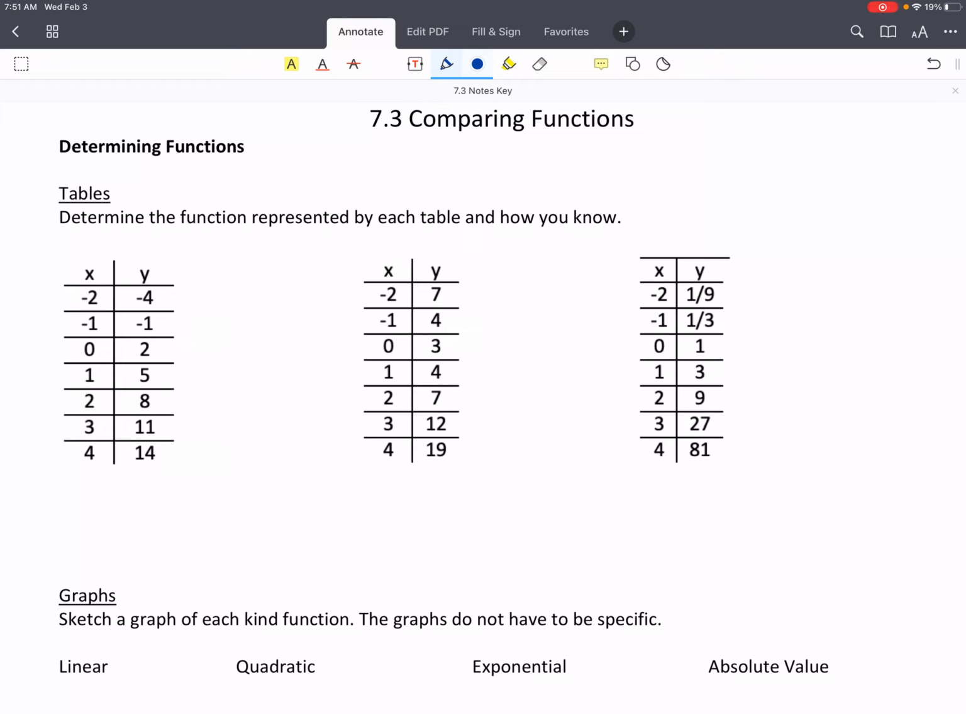So determine the function represented by each table and how you know. Well, the biggest thing that you can do is look at the rate of change for the table. So I can come to my first one, and I see that I'm adding by 3 every time. Because that rate of change is constant, meaning it's the same every time, it's going to be linear.